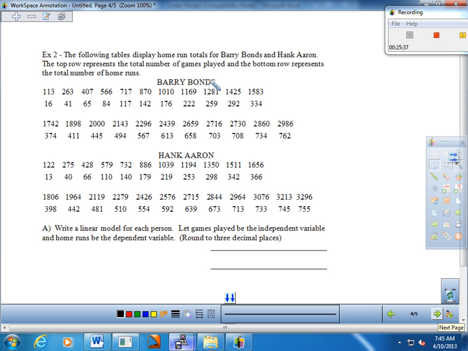And so I was curious if there was kind of a change in the pace that Barry Bonds hit home runs and how that compared to Hank Aaron. So, to make a long story short there, okay, let's go ahead and put this in, and then we'll see what we have.